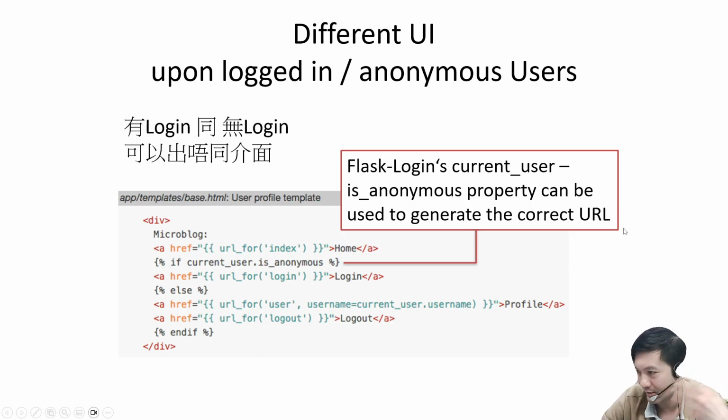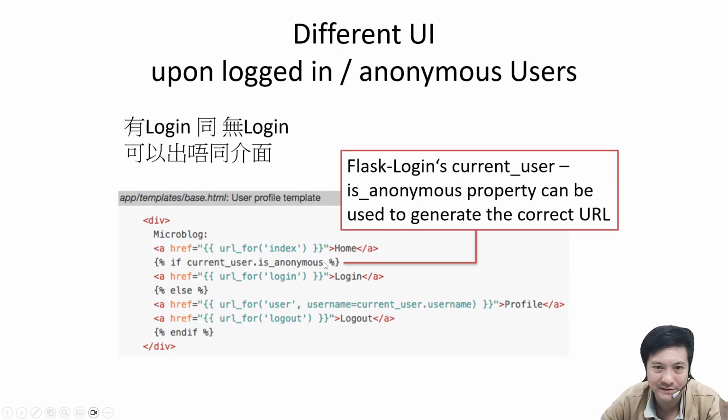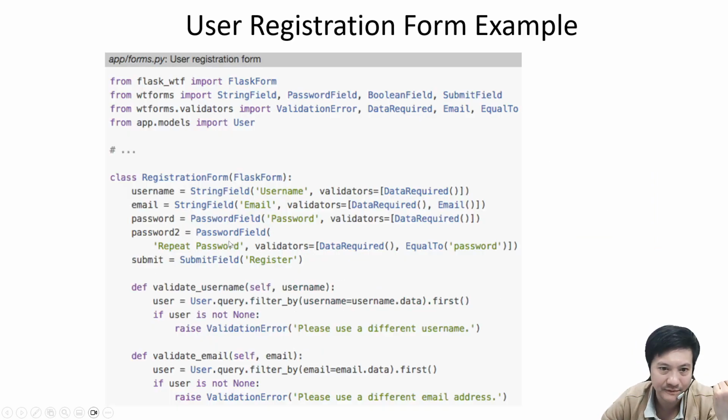Maybe you can define your own program yourself, and then just use this current user. From Flask, the middleware will inject the current user into every template. You don't have to set current user from your controller. Okay, there's the current user; it will set it up for you.